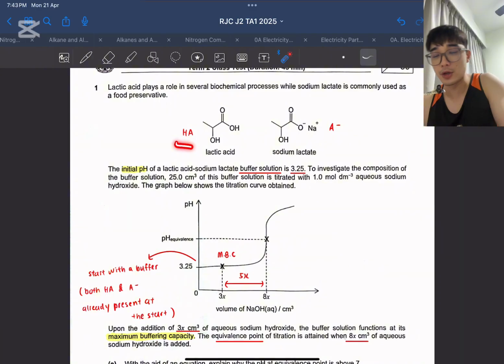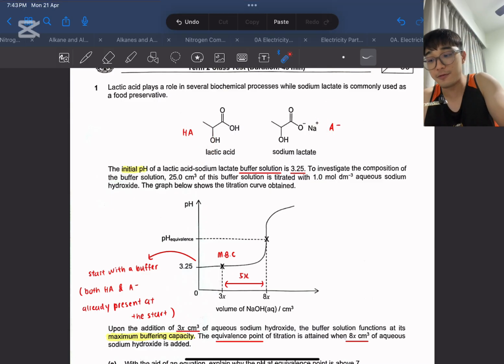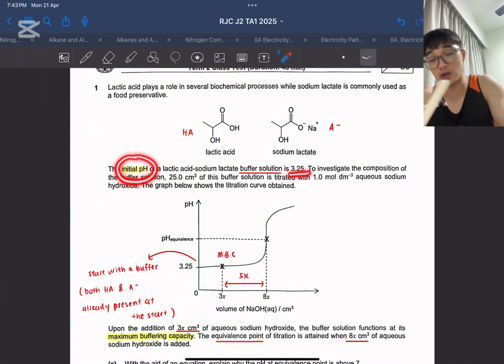I'm just going to be using HA to denote it from now on so that it's easier. This is the conjugate base A minus. We know that when we mix both of these species in the same solution, we call that a buffer. So we create a buffer first, and that's actually our initial pH of 3.25. This is the pH of the buffer consisting of these two species.